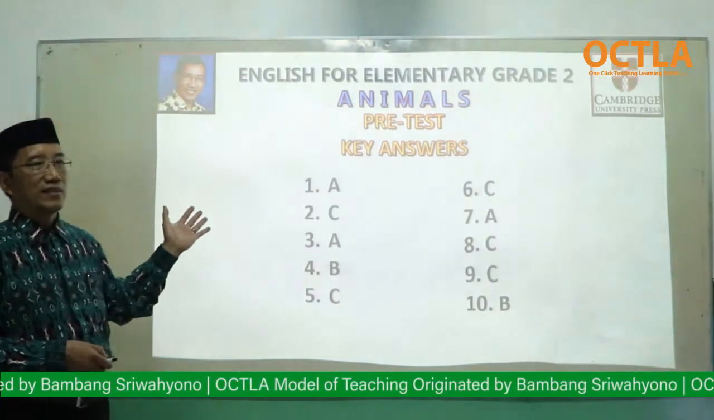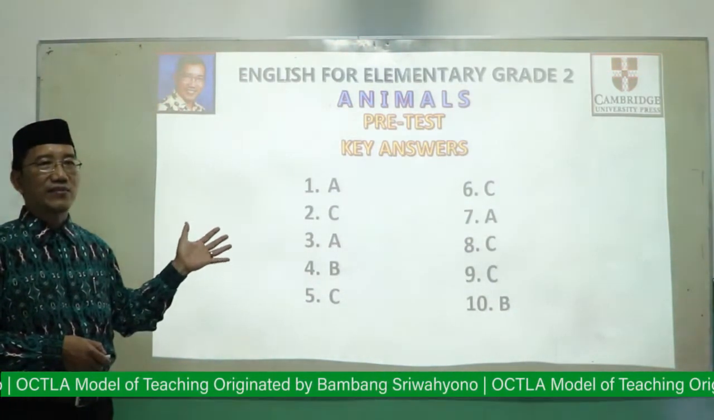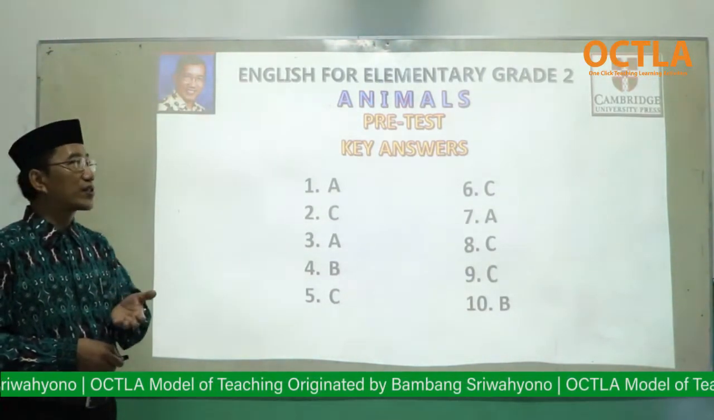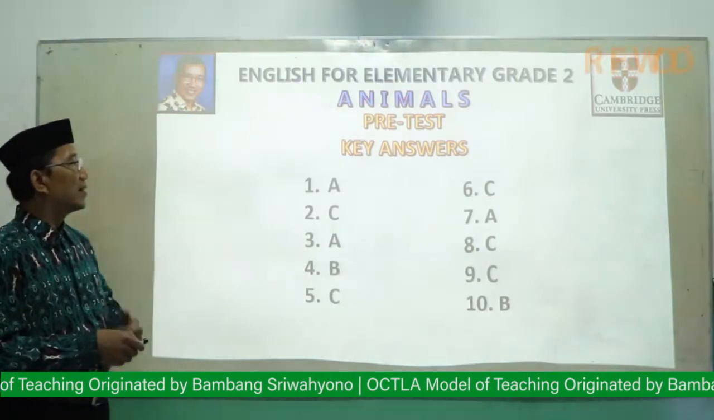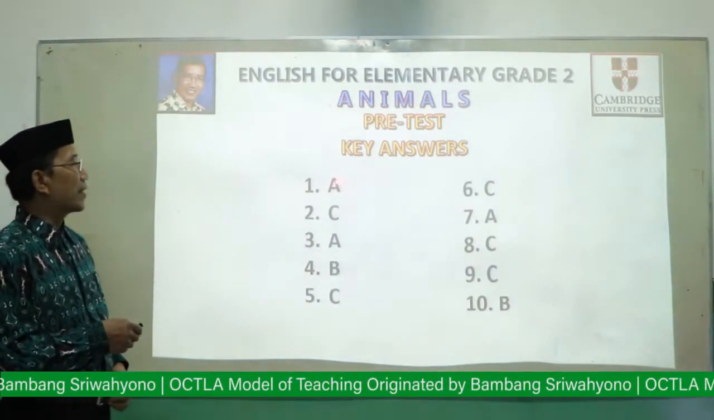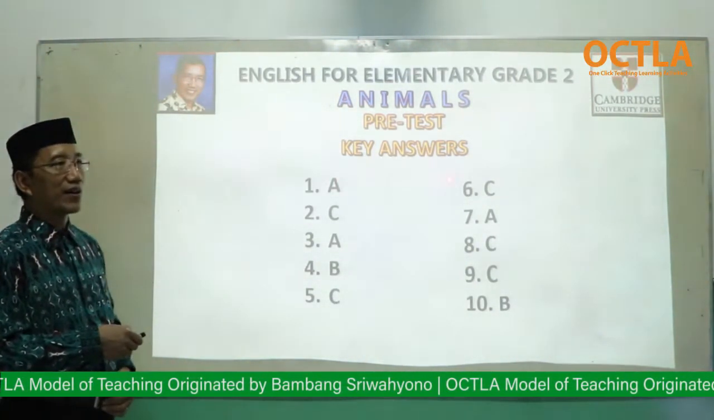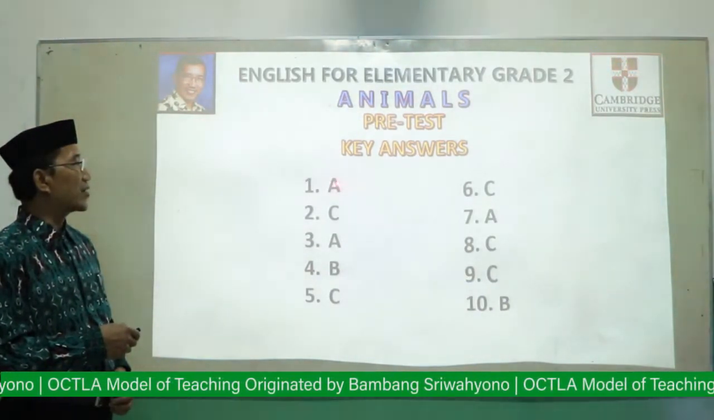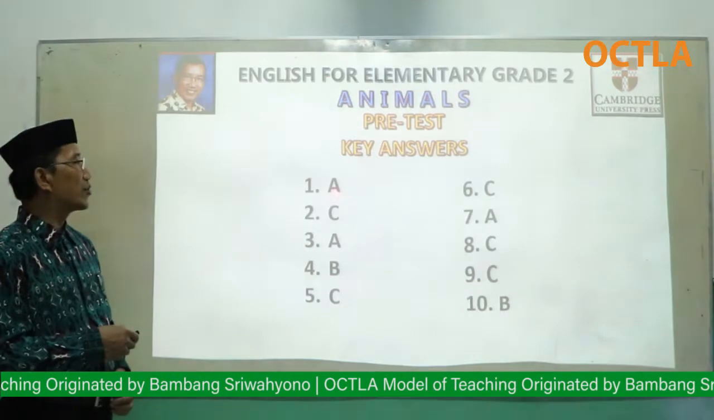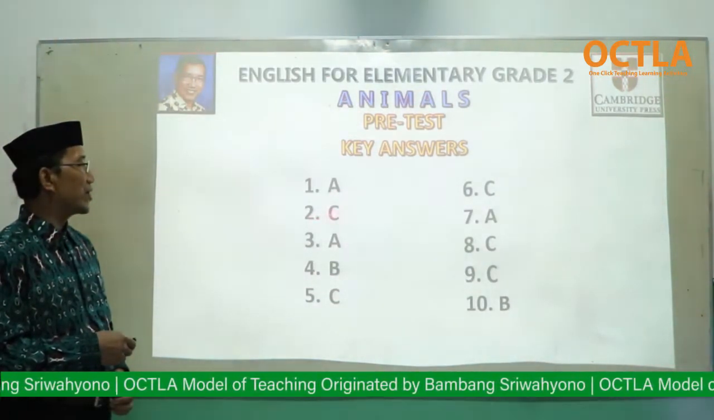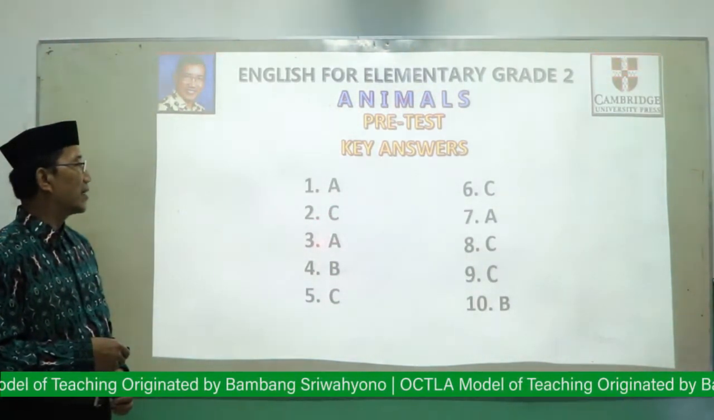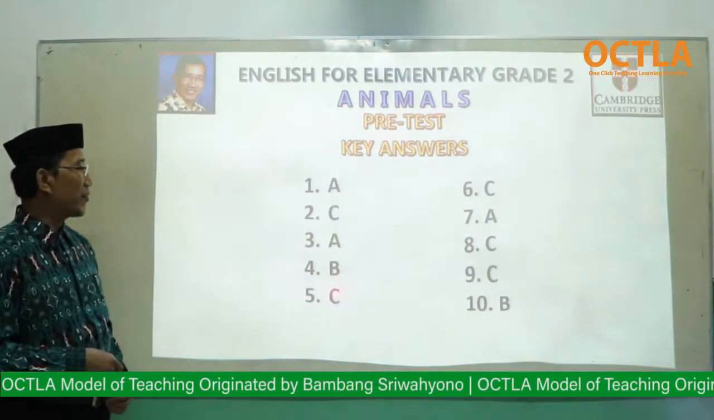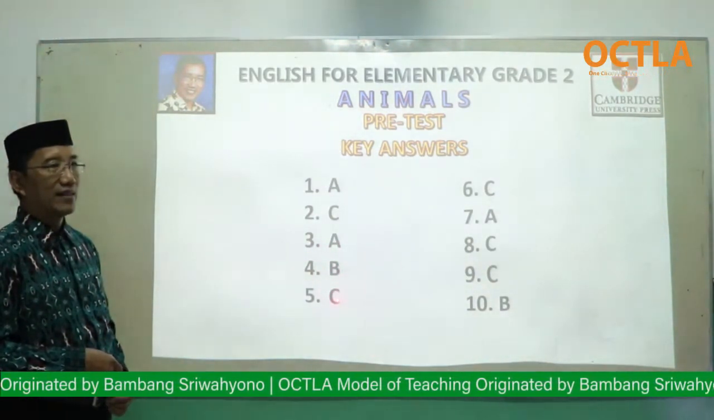Now, the pretest finished. Check your answer and your friends' work. Check whether their answers are correct or not. Number 1, the correct answer is A. Number 2, C. Number 3, A. Number 4, B. Number 5, C.